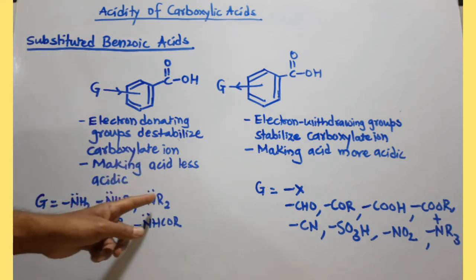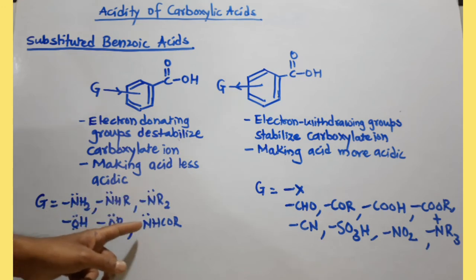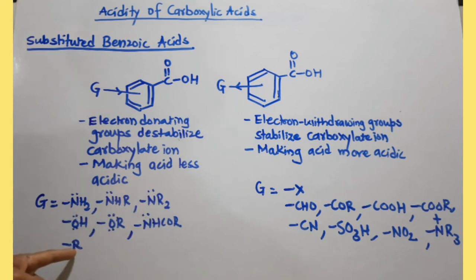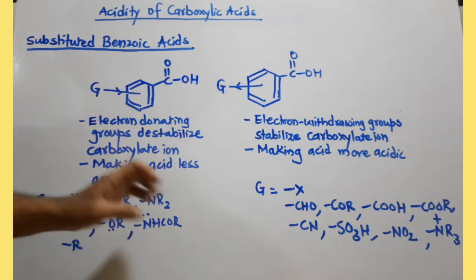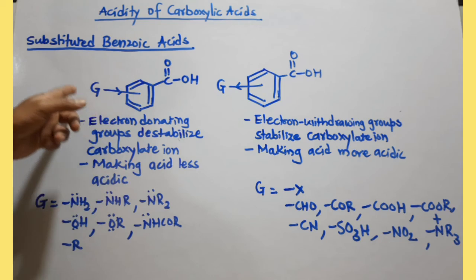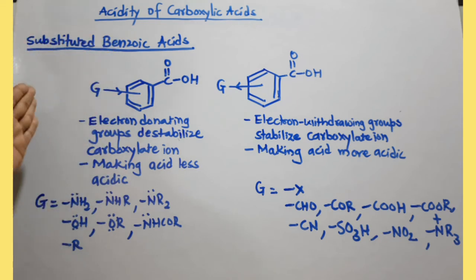So all amino groups, primary, secondary and tertiary, hydroxyl group, OR and NHCOR, that means amide group, or any alkyl group. All these are electron donating groups. If these groups are present on the benzene ring as a substituent in benzoic acid, they are going to make that benzoic acid less acidic.